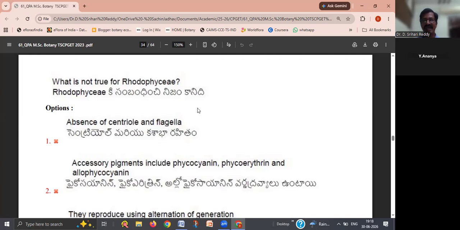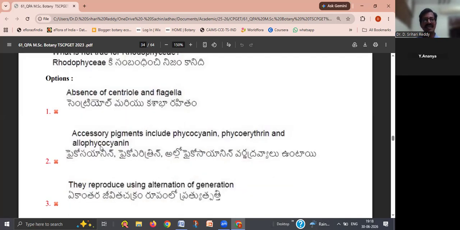In case of the gametes or the spores, we don't find the flagella. In case of the rhodophyceae, for example, Polysiphonia is the best example, where we don't find flagella, and also centrioles are not there. So that is true. But they are asking for the wrong statement. Okay.